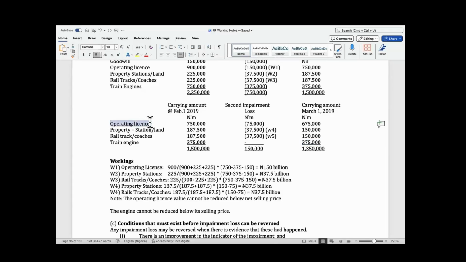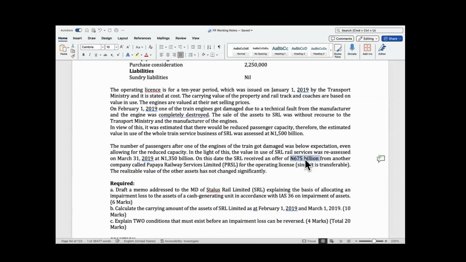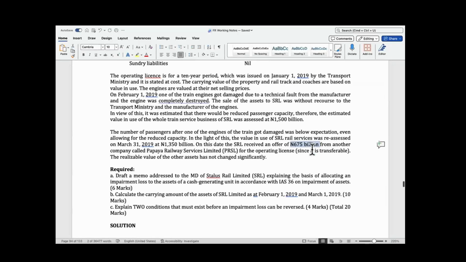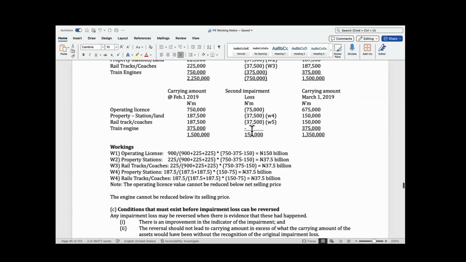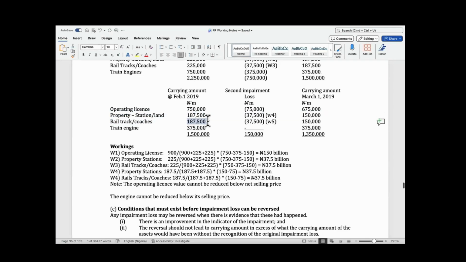The license, they gave us its net realizable value as 675. So I can only reduce it to that limit. I cannot reduce this further. So that was why I only allocated 75 to that, exactly to reduce it to the 675. If you had forgotten, somebody wants to buy the license for 675, and that's the selling price. Then out of the 150, we have allocated 75. The remaining 75 can then be shared among these two other assets based on their relative values.